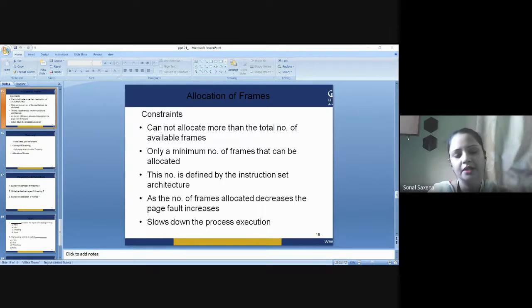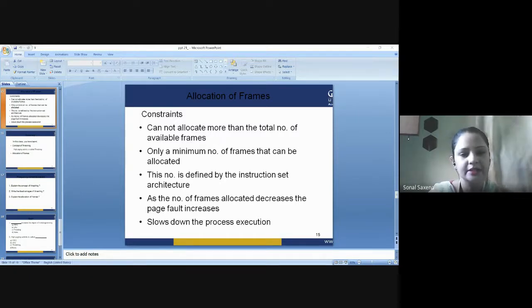Now, the second algorithm that exists is proportional allocation. Frames are allocated to each process according to the process size. For a process Pi of size Si, the number of allocated frames Ai is equal to Si divided by S, multiplied by M, where S is the sum of the sizes of all the processes and M is the number of frames in the system.